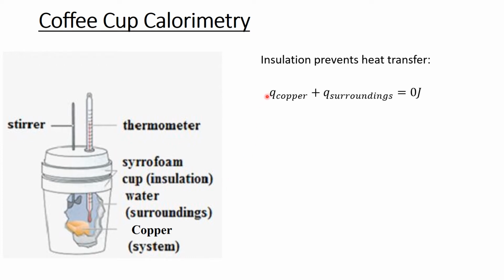So I initially said that the heat of the copper plus the heat of the surroundings is 0 joules. But in an insulated container, the heat of the surroundings is basically just the heat of the water, because no heat is escaping to the cup, no heat is escaping to the outside. So then I end up with saying the heat of the copper plus the heat of the water is 0 joules. Well, now this problem has become a lot easier. I can analyze the heat of the copper, and I can analyze the heat of the water, and I don't have to worry about the cup. I don't have to worry about the table. I don't have to worry about the air. So I just made this problem a whole lot easier.